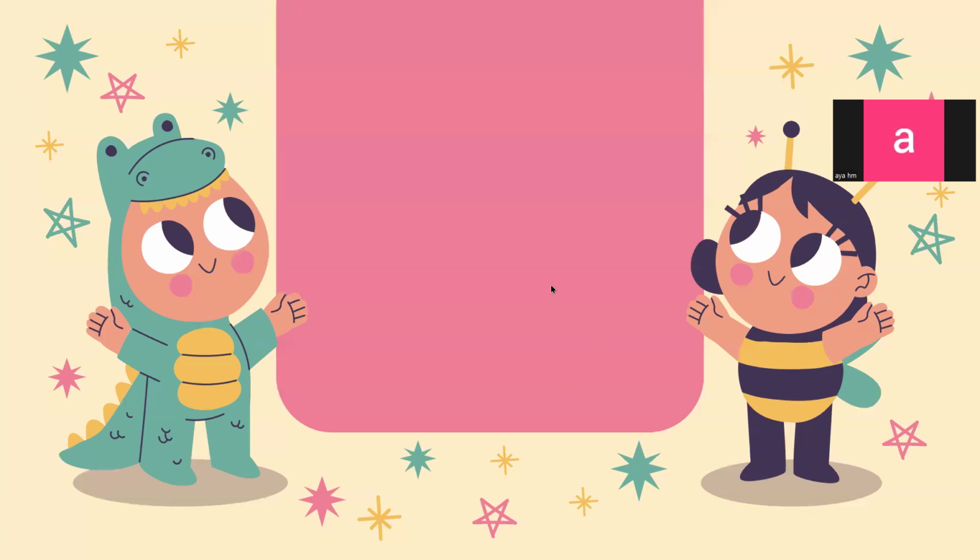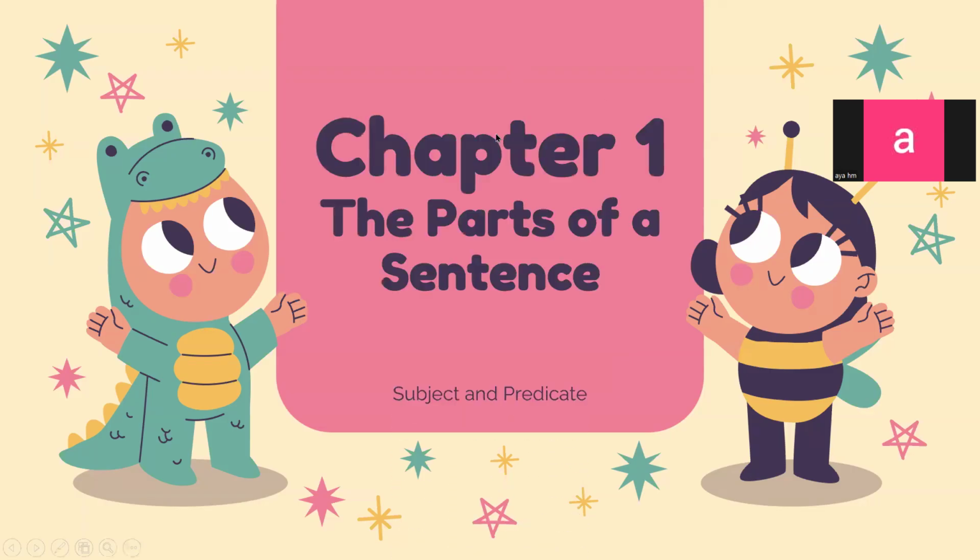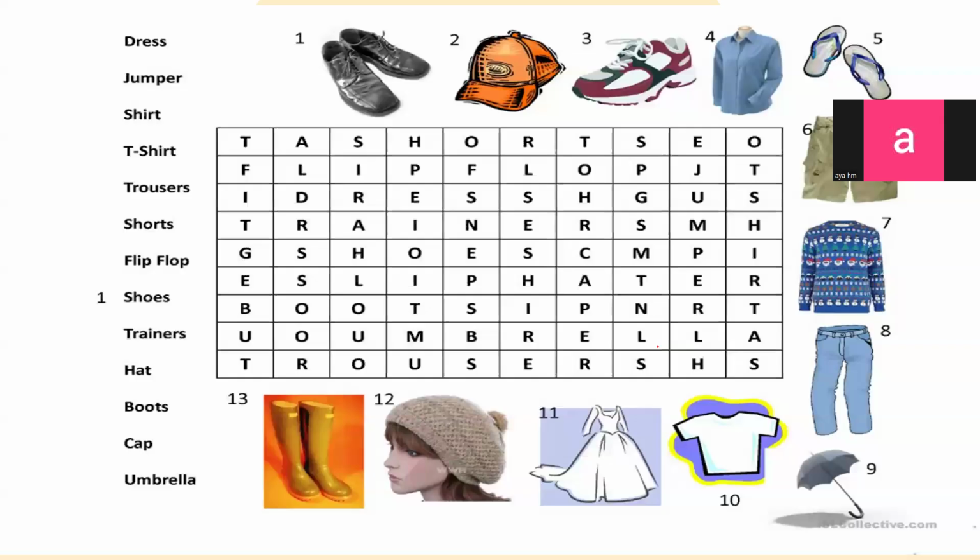So today we are going to study the parts of a sentence. So it's chapter 1, the parts of a sentence, subject and predicate, and the kinds of sentence. Here you can screenshot this picture and you can do it just like a game for studying.